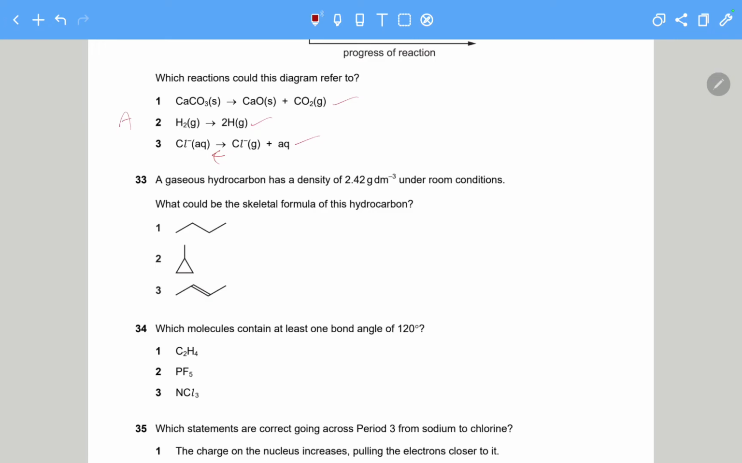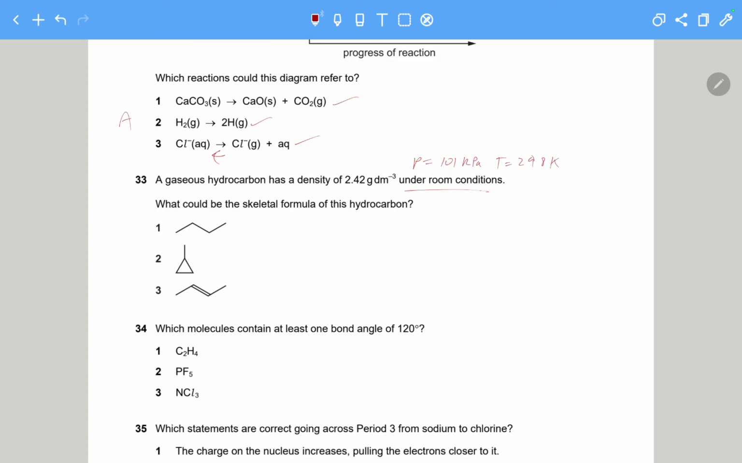Question 33. A gaseous hydrocarbon has a density of 2.42 grams per dm cube under room conditions. What could be the skeletal formula of this hydrocarbon? So remember, they've given us the density, and remember we treat every gas like an ideal gas unless specified. So room conditions are basically pressure is equal to 101 kPa and temperature is equal to 298 Kelvin, room temperature.